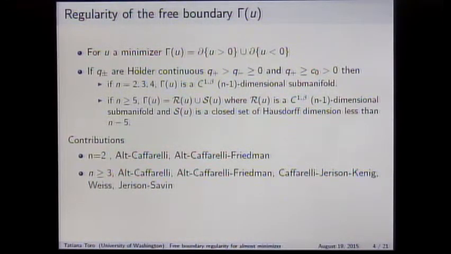And then, using that, and using a monotonicity formula by Weiss, Caffarelli, Jerison, and Koenig were able to prove that in the case n equals 3, there were no singularities. And very recently, Jerison and Savin were able to prove, again using Weiss, plus a slightly different technique than here, but finding the right comparison again, that in the case n equals 4, there are no singularities.